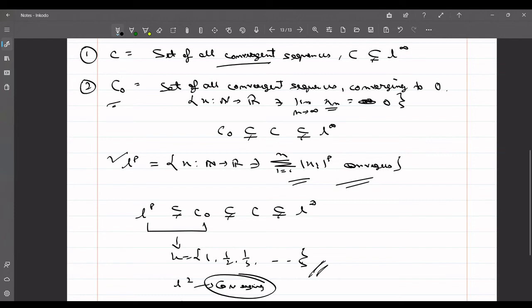Rather, did I say something? Oh, sorry, my bad. So this particular thing was in C0, the set of all converging sequences converging to 0. Got it. LP cannot be equal to C0. So this basically deals with the strict containment.